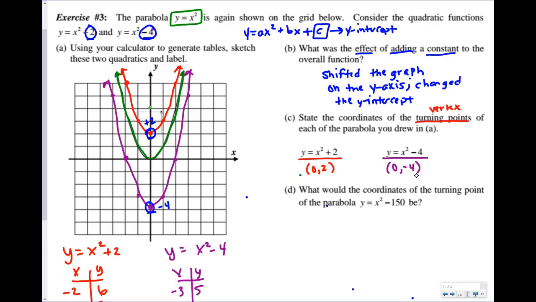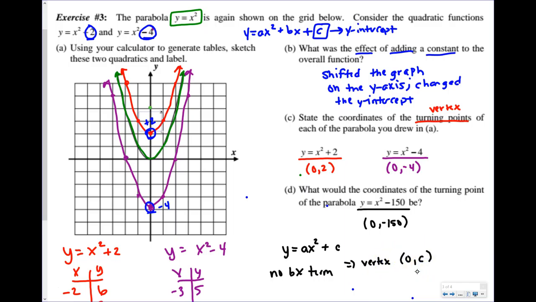So the vertex of an equation that does not have a bx term is going to be the constant. So in other words, when we take a look at this question right here, what would the coordinates of this turning point be? Well, it would be 0, negative 150. So when you have something that's y equals ax squared plus c, and you have no bx term, your vertex is going to be 0, c. Okay? So that's something else to think about with shifting.